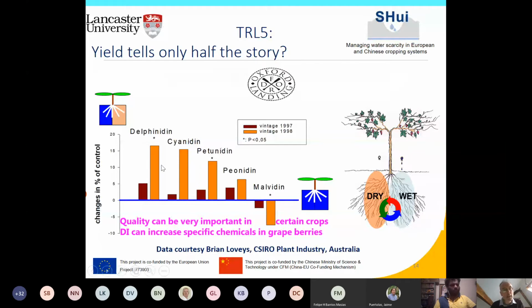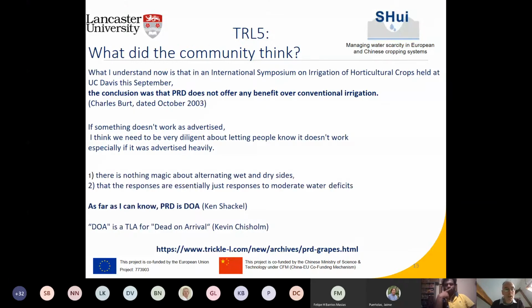And we can see here in the analysis of the quality of the grape berries, very considerable year-to-year variation in the levels of these particular chemicals within the grape berries. So context dependency is something that scientists understand very well, but it's probably not something that the commercial world wants to hear when we are trying to advocate an agricultural technology.